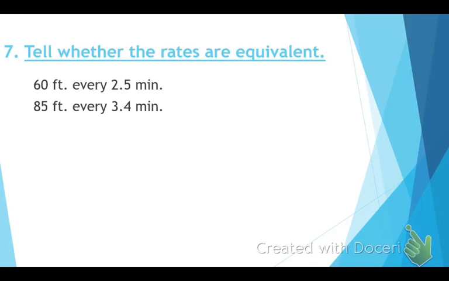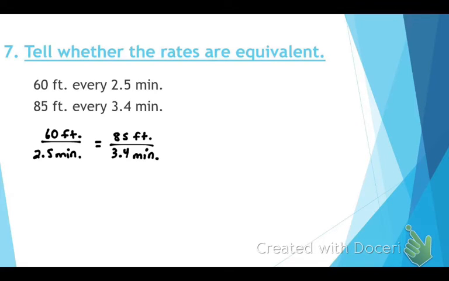All right, for the next question, it says, tell whether or not the rates are equivalent. There are 2 different ways that you guys could do this one, and I don't care which method you use. How many of you would say that you used cross products when you did this problem? Okay, so it would be 60 feet to 2.5 minutes equals, remember I'm making a proportion, 2 fractions that equal each other, 85 feet per 3.4 minutes.